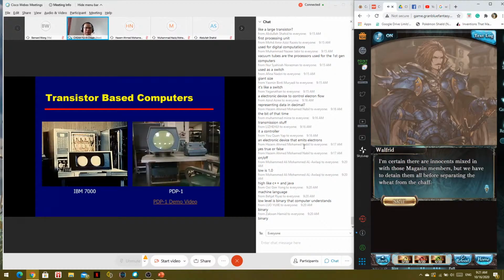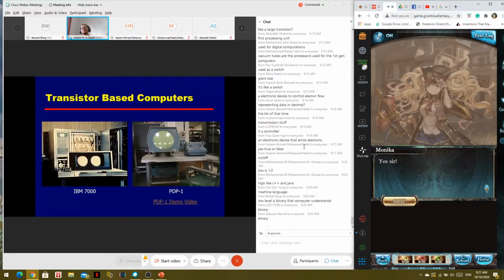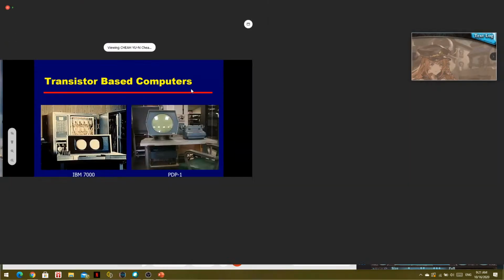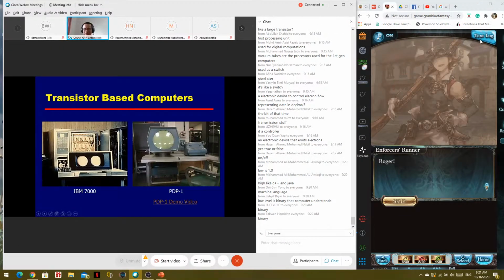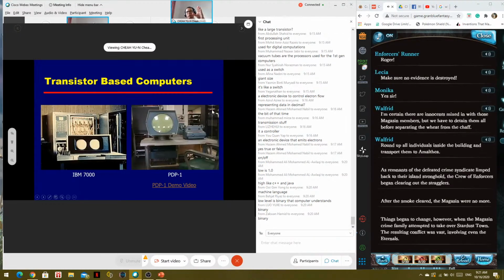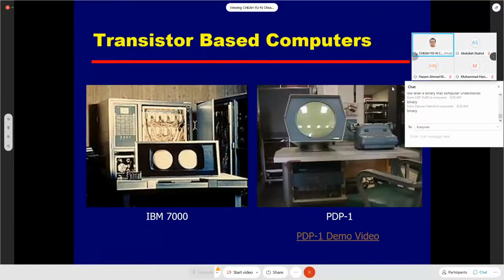This is an example, the IBM 7000, and this is just the front part, the console. The rest of the components are in cabinets. They use cabinets now, not entire walls of vacuum tubes, but big cabinets. The one on the right is the PDP-1, the first commercial computer by DEC.